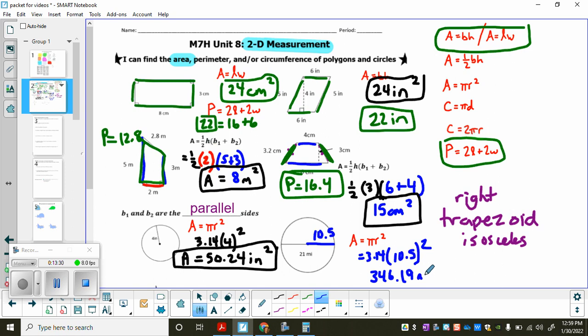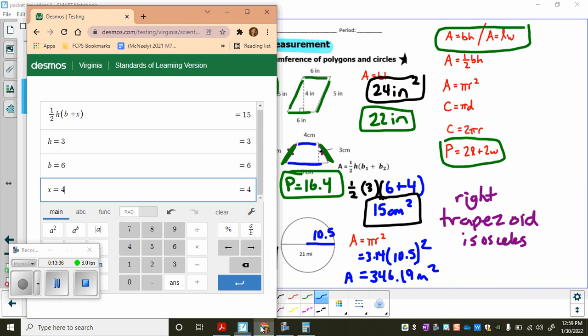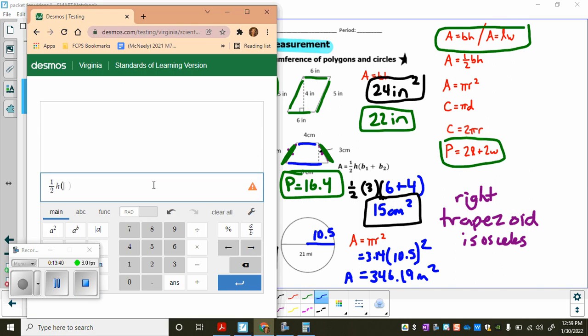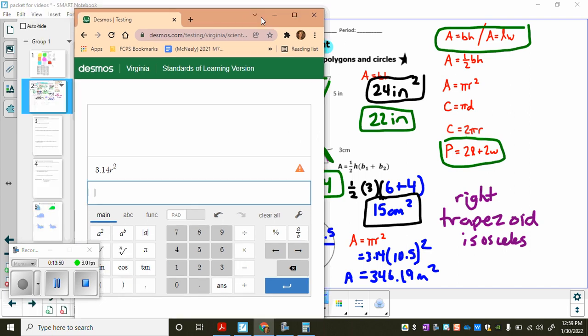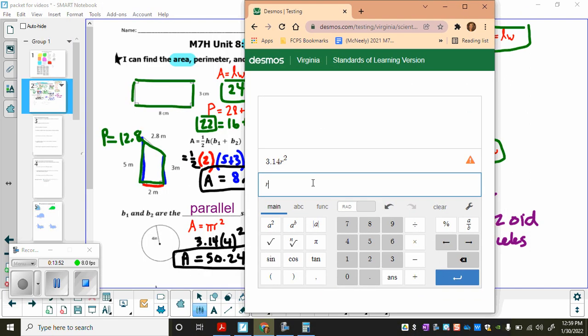And that's going to be square miles. Sure, you can use Desmos. You sure can. On Desmos, let me just clear out the trapezoid formula. And now I'm going to come through and say, okay, so it's 3.14. I'm going to use 3.14 and then type in r squared. Now for the first one, remember the radius was a 4. So boom, there's the area.